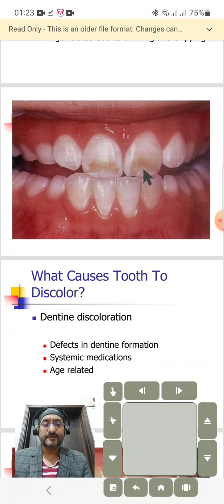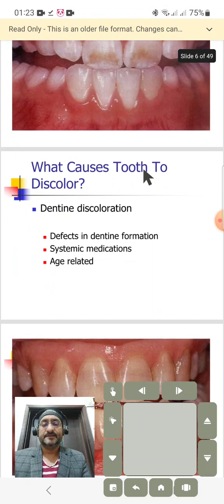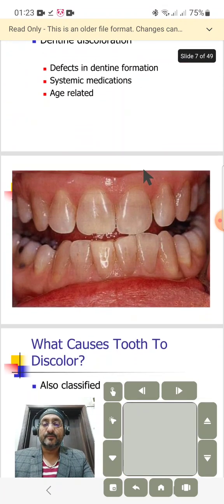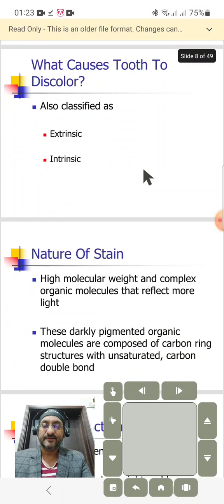What causes the tooth to discolor? Dentine discoloration, maybe something wrong with the dentine, systemic medications, or age-related problems. You can also classify the stains as extrinsic as well as intrinsic.